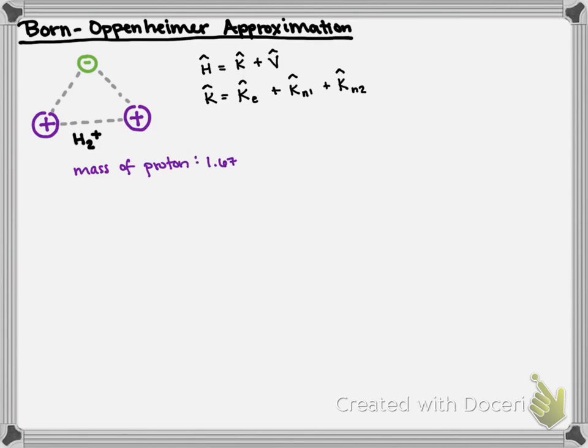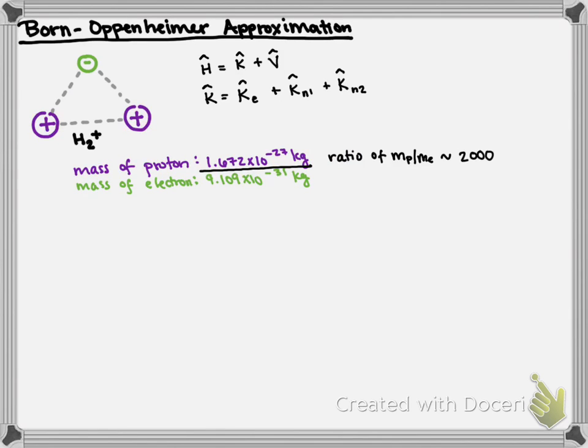Now let's think for a minute. The mass of a proton is 1.672 times 10 to the negative 27 kilograms, and the mass of an electron is about 9.109 times 10 to the minus 31 kilograms. What's the ratio of the mass of the proton to the mass of the electron? So that ratio is approximately 2,000, right? There's 3 orders of magnitude difference, essentially, between the mass of the proton and the mass of the electron.